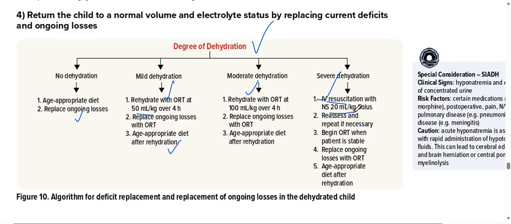with normal saline 20 ml per kg bolus. After the first bolus is given, reassess, repeat if necessary, and then give oral rehydration therapy when the patient is stable. First the IV bolus of normal saline is given, and then when the child becomes stable, we give oral rehydration therapy. We replace the ongoing losses with oral rehydration therapy and an age-appropriate diet after rehydration.